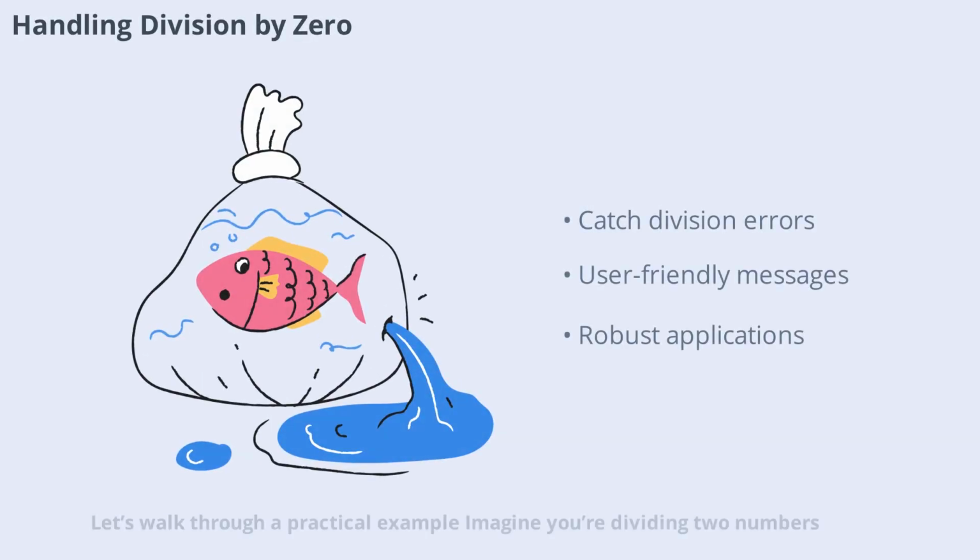Let's walk through a practical example. Imagine you're dividing two numbers, but the divisor is zero. By wrapping the operation in a try block and catching DivideByZeroException, you can display a helpful error message instead of letting the program crash. The finally block ensures that a final message is always shown, regardless of the outcome. This pattern is essential for building user-friendly and robust applications.